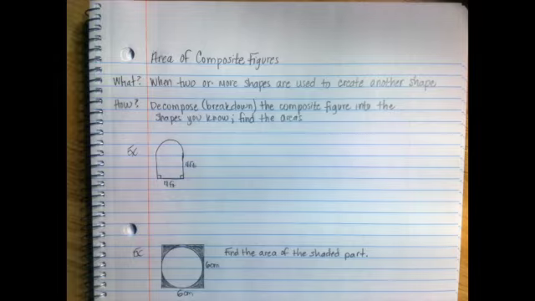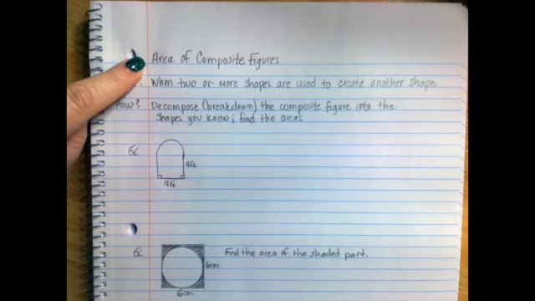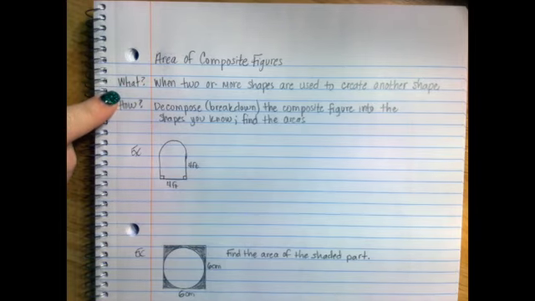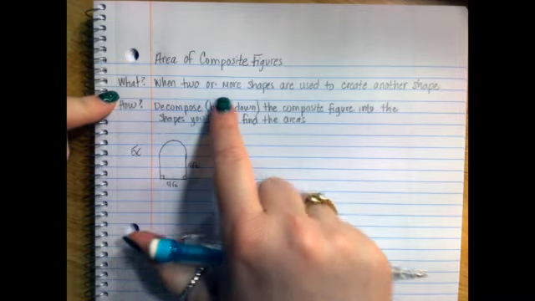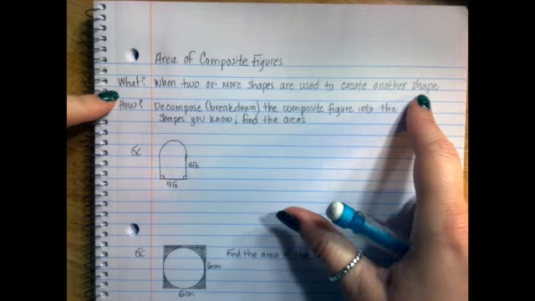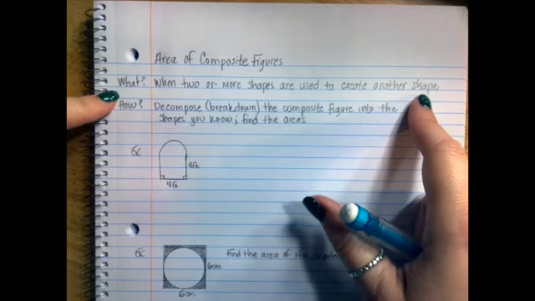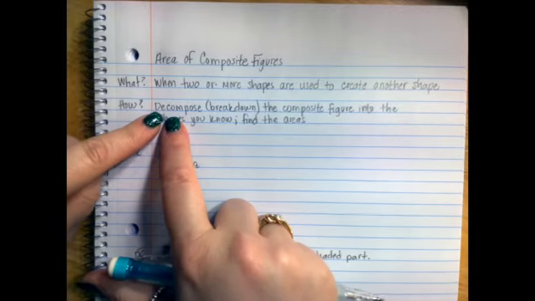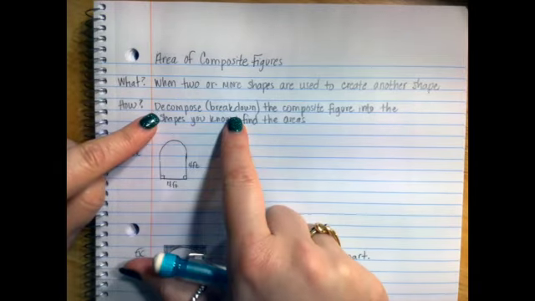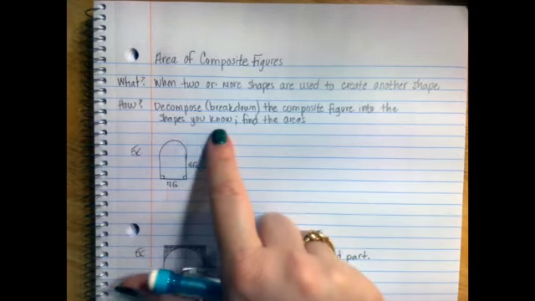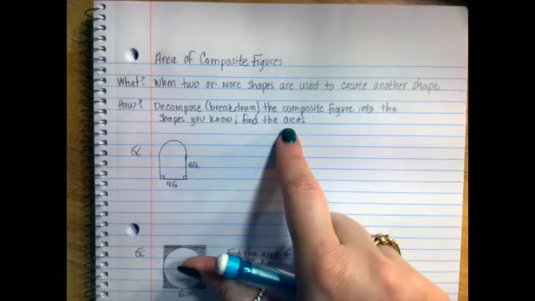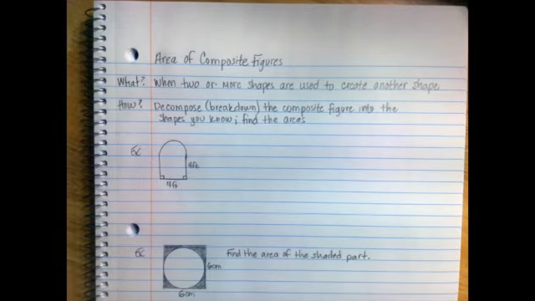This tutorial is about the area of composite figures. So what? When you have two or more shapes that are used to create another shape, that's called a composite figure. How do we do this? Well, we want to decompose or break down the composite figure into the shapes that you know, and then find the areas, and then you either add them together or you subtract them depending on what's going on.